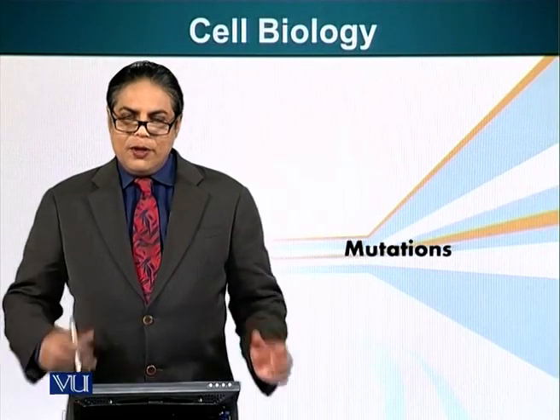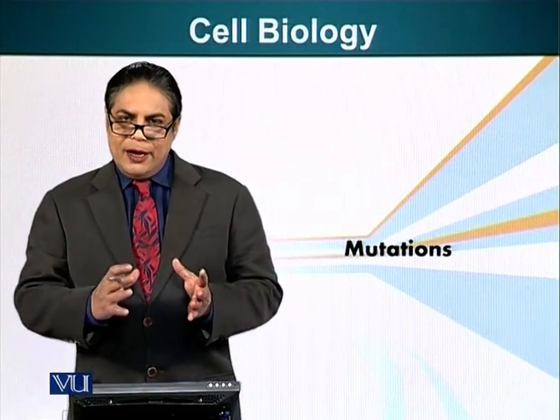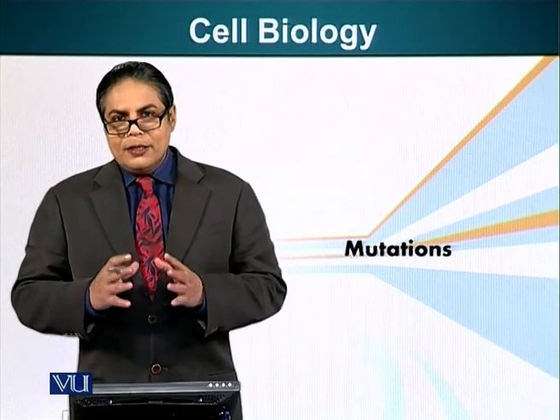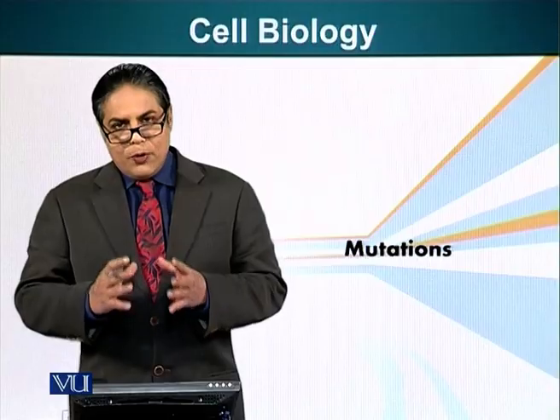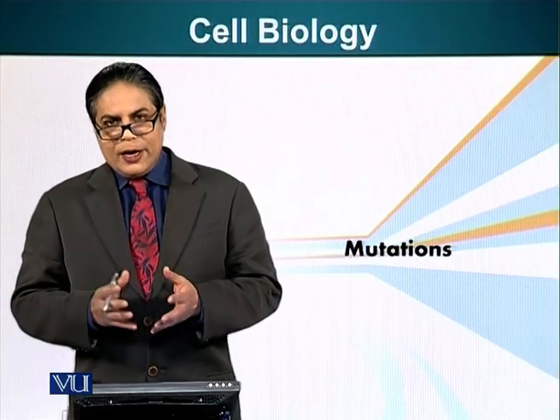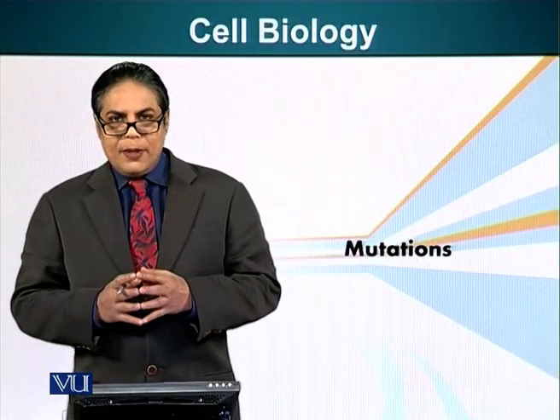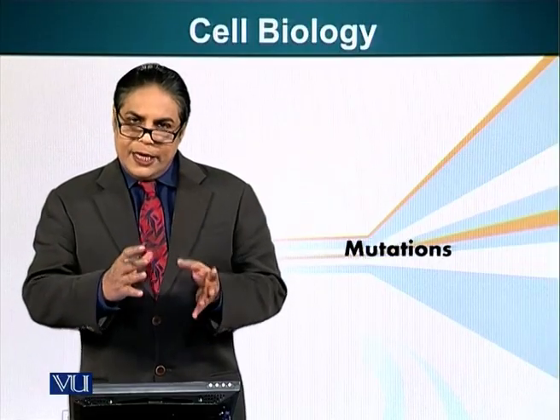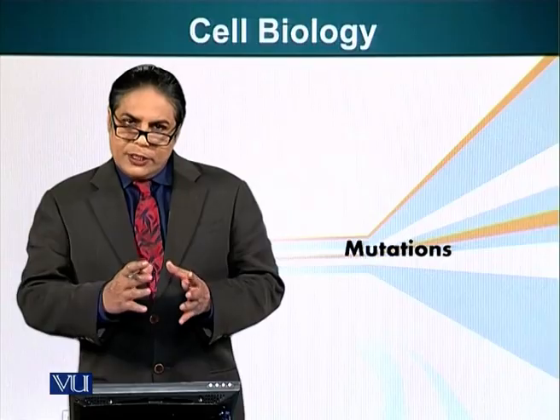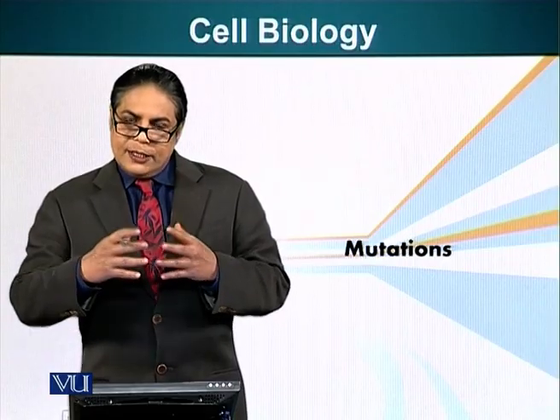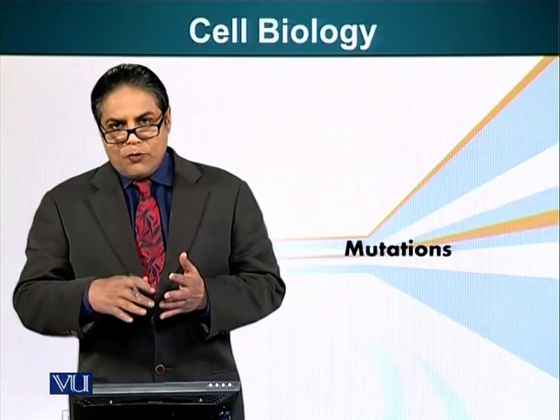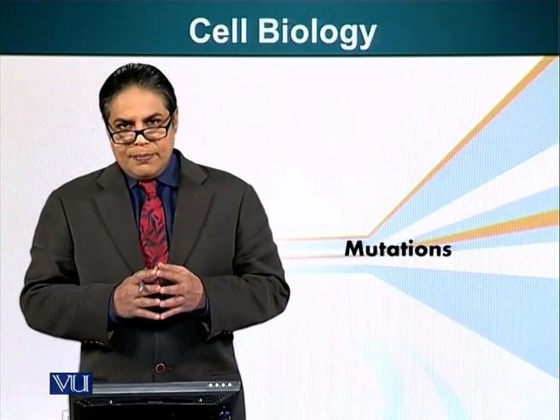We just talked about proteins, how proteins are made from the messenger RNA. They are translated. Sometimes proteins are not made in the correct way, the way they were supposed to be. And that is due to a mutation in the DNA. Mutations are changes in the genetic material, DNA, which are heritable, which are passed from one generation to the next.